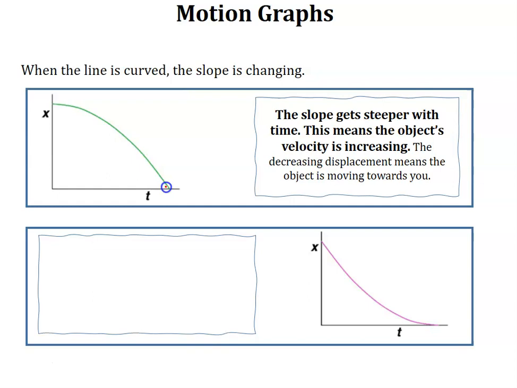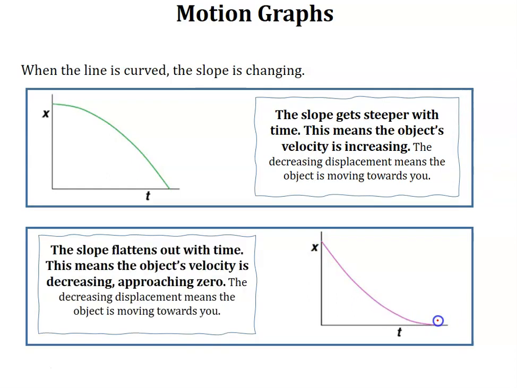The last example, again, shows a relatively steep slope that is going to get shallower and shallower as it approaches zero. The slope flattens out with time. So the object's velocity is decreasing, it's getting slower, the velocity is approaching zero. Now the addition of the decreasing displacement means, again, the object is moving towards you, which is the negative direction.